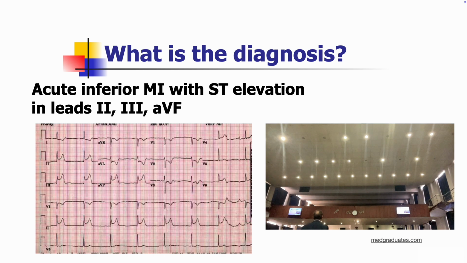So it means the changes of ischemic heart disease are usually seen in a group of leads. An isolated single lead showing a change is usually not very significant. It should be supported by similar changes in other leads as well.